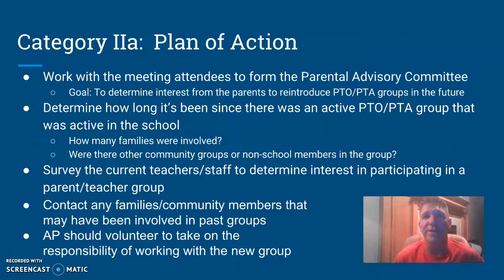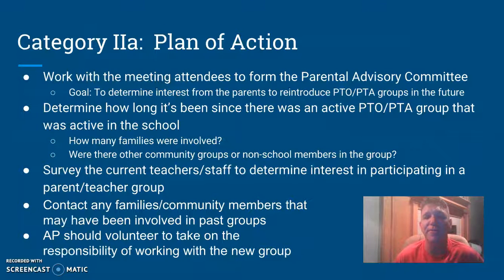Category 2A asks my plan of action. My first plan of action would be, I would go ahead and work with the meeting attendees that showed up for that first meeting. The case study ends by suggesting that the principal and assistant principal were even discussing having this meeting because there were only 8 people there. But yeah, you need to go ahead and have this meeting. You need to use this group to form this parental advisory committee and just make it clear that the goal is ultimately to increase parental involvement in the school.